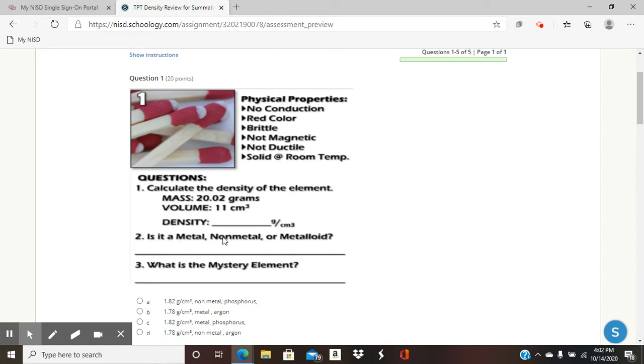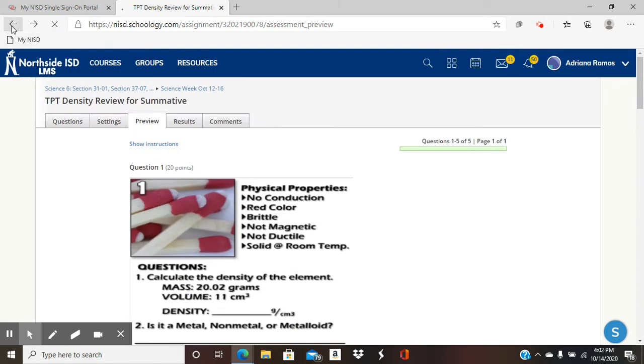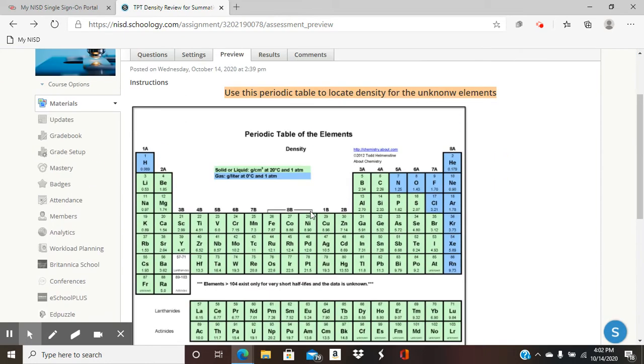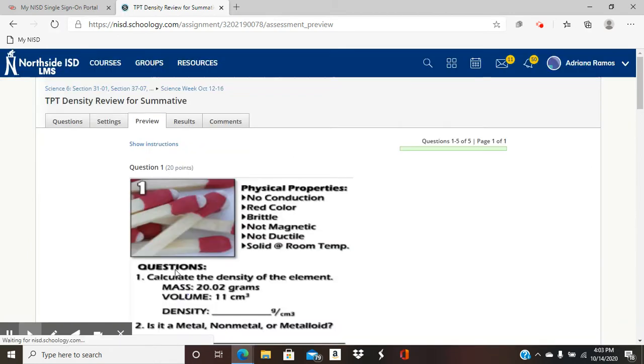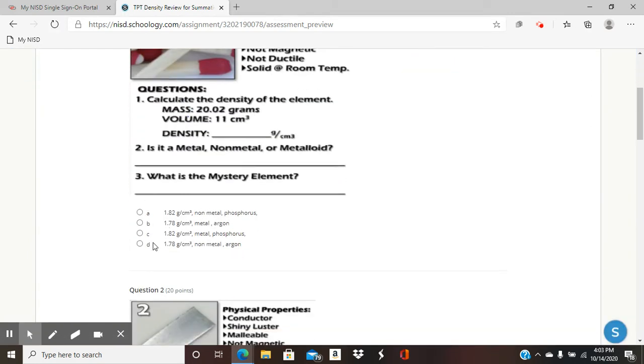Then you're going to tell me if it's a metal, non-metal, or metalloid, and then you are going to let me know what the mystery element is. So when we go back to the periodic table, remember that the metals are going to be located to the left, right? And the non-metals are located to the right, and that's including hydrogen. And then your metalloids are the zigzag. So you need to remember that, okay? So we're going to go back, and then you will pick the answer it belongs to.